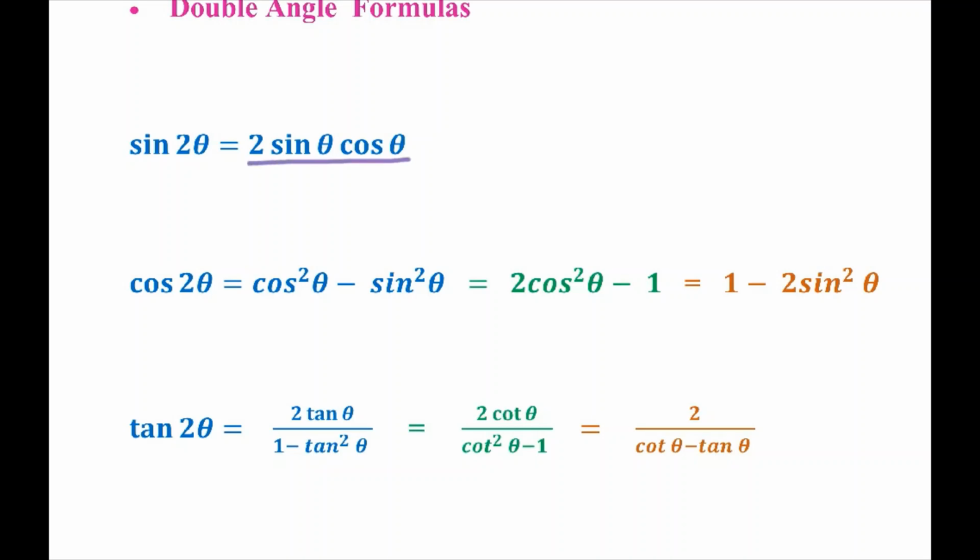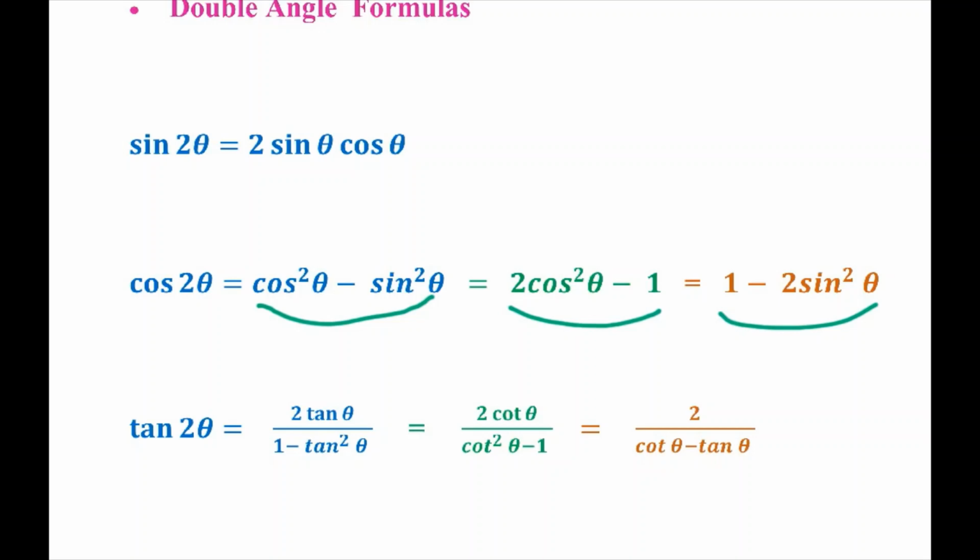And if I have cosine 2 theta, I have an option of choosing one of these three: cosine squared minus sine squared, or 2 cosine squared minus 1, or 1 minus 2 sine squared of theta. All of them will give you the same answer, so you choose any of these.